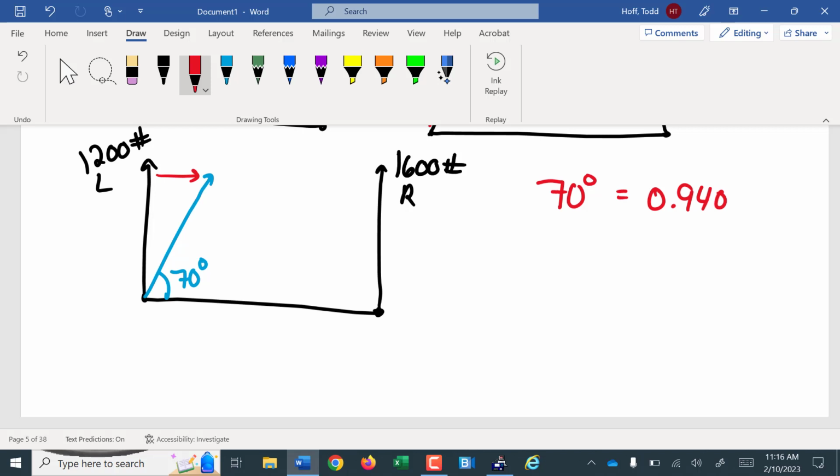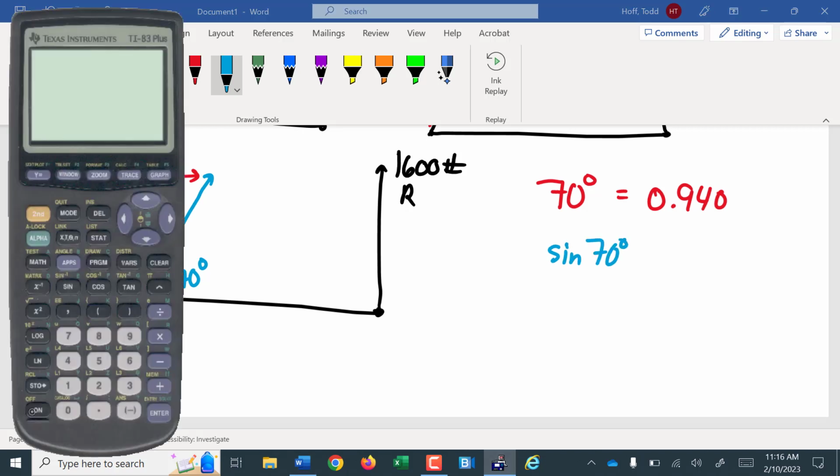But where that actually comes from is simply the sine of 70 degrees, a little bit of basic trig. So if I pull up my calculator, hopefully I'm set in degree mode here. I press the sine key of 70 degrees, hit equals, and I get 0.93969, which is 0.940. That's where that 0.940 comes from.